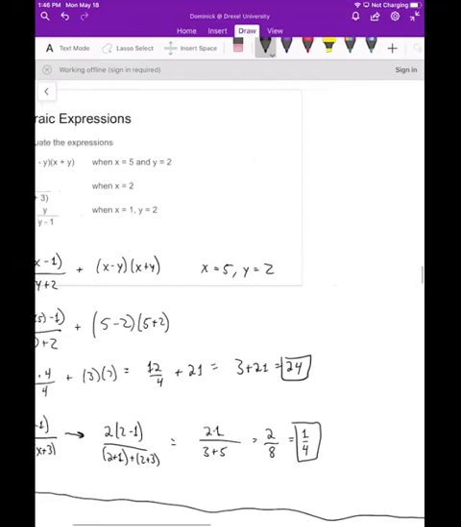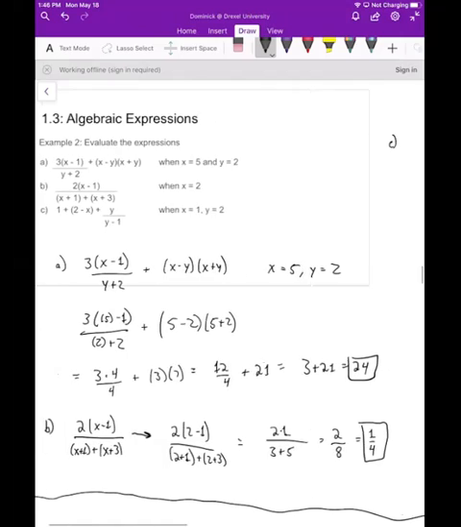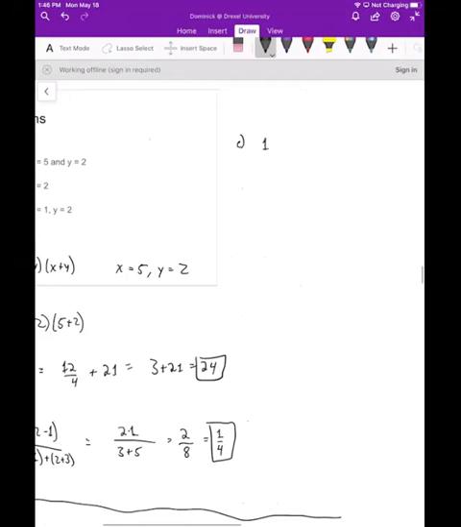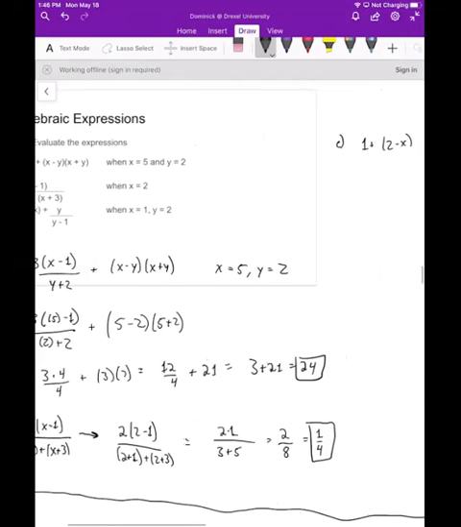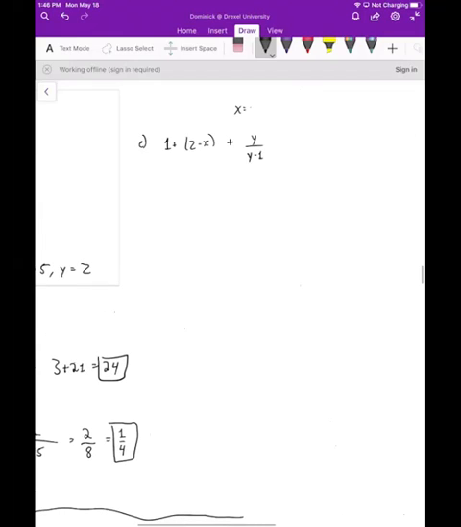Okay, last but not least, we'll do part C. So part C, we have 1 plus 2 minus x, plus y over y minus 1. All right, and we want to know what happens when x is 1, y is 2. So if we plug in, we get 1 plus 2 minus 1, plus 2 over 2 minus 1. So this is 1 plus 1 plus 2 over 1. 2 over 1 is just 2, so we're going to get a 4 here.